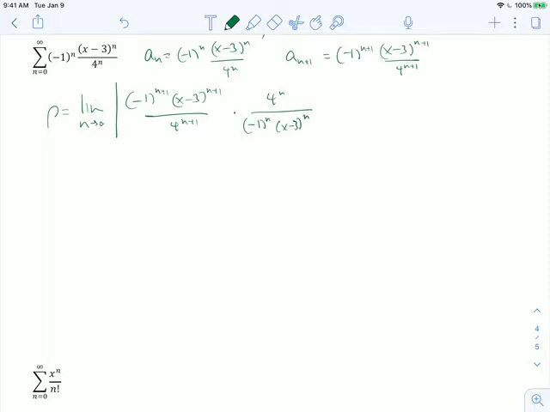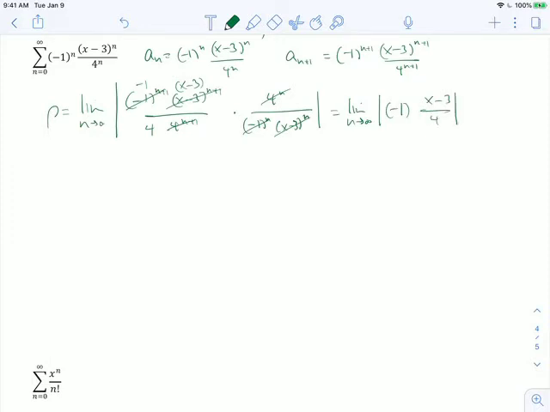And hopefully we can see that there's going to be a lot of cancellation going on here right away. So 4 to the n is going to cancel with this, leaving a 4. (x - 3)^(n+1) is going to cancel with that, leaving an x minus 3. And (-1)^(n+1) is going to cancel, just leaving a minus 1. And so I get minus 1 times x minus 3 over 4.